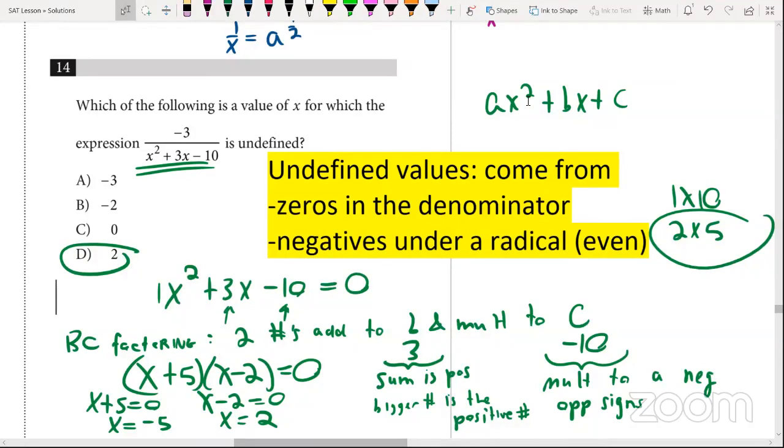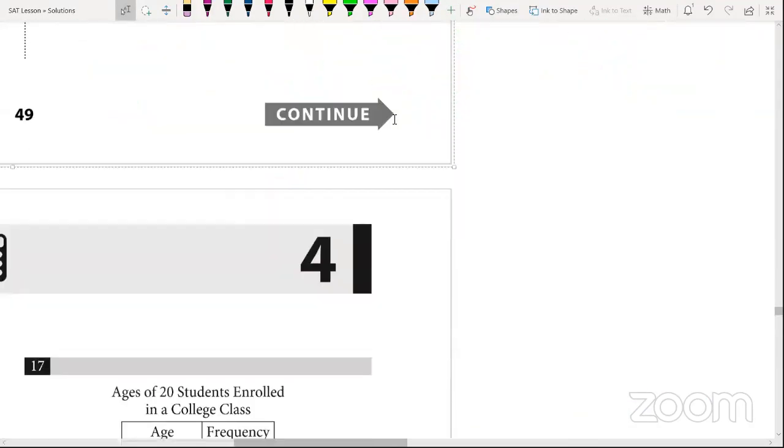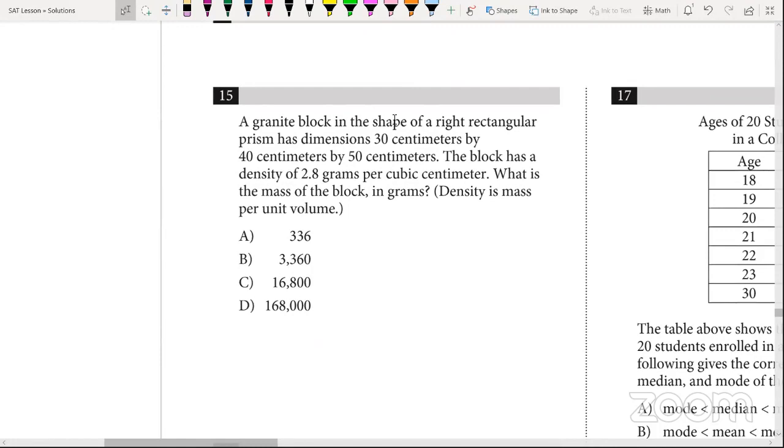Now we're going to number 15 here. So we have a block in the shape of a prism, a rectangular prism. It's got dimensions in centimeters. The density is grams per centimeter, and we need the mass in grams. So as I'm reading through that, I'm looking for conflicting units. So we want to always check for conflicting units. Like for instance, if they talked about centimeters in one moment and about meters in another moment, we'd want to be aware of that so we can take care of that difference.